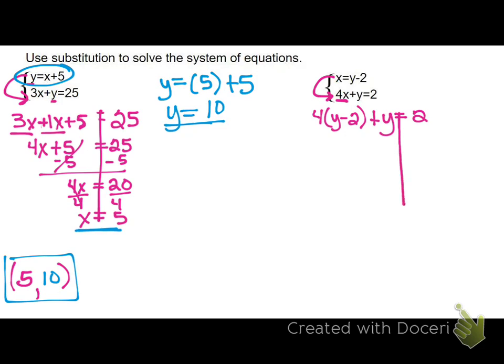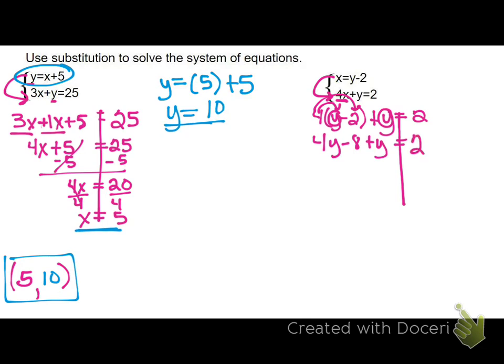Now, I need to solve for y. I have two variable y's. So what's the first thing I'm going to have to do to start simplifying this equation? Distribute. That's correct. So when I distribute, I'm going to take 4 times y and get 4y. Then what else am I going to get? Negative 8. Then what do I bring down? Plus y equals 2.